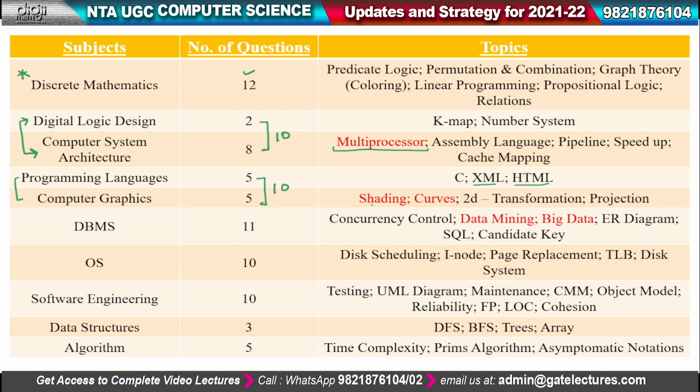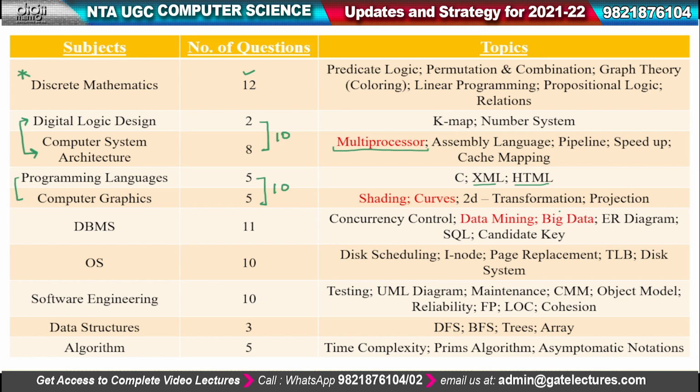Why? Because from shading, questions have never been asked. Form shading and art shading have never come. Curves, Bezier curves and all, these curves were also never asked. So 2D transformation, very easy topic, and one of the most important topics of computer graphics. Whoever does computer graphics does 2D transformation, right?